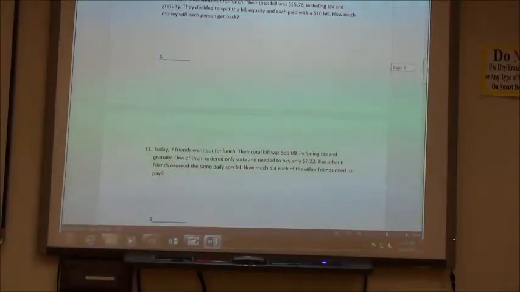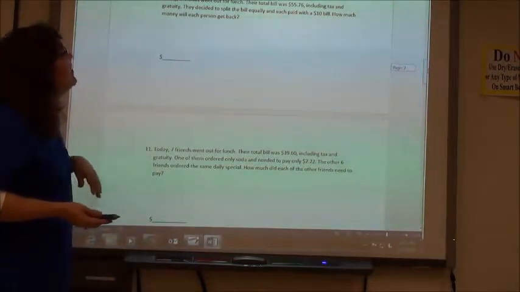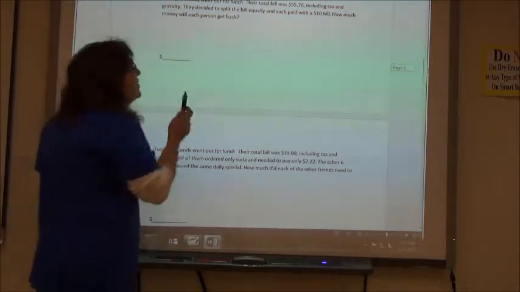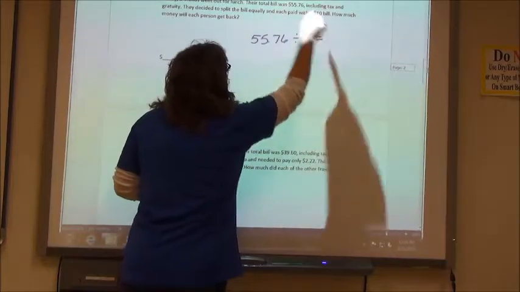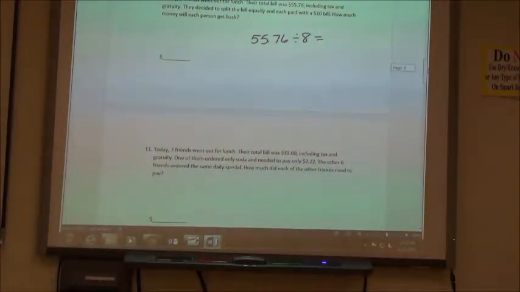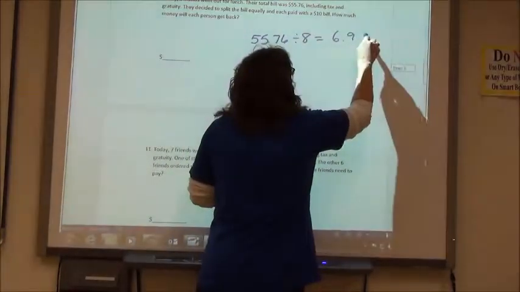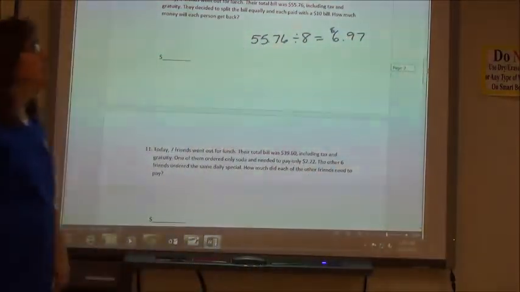A couple different ways you can do this. Any ideas of what way you might want to start? Okay, we could figure out how much each person had to pay, right? Their total bill was $55.76, and we divide it by 8 because they're going to split it equally. I'm going to just write it like this, and I'm going to let you use your calculator there, unless you really want to do it on your paper. 55.76 divided by 8 is 6.97. That means they're each going to pay $6.97.